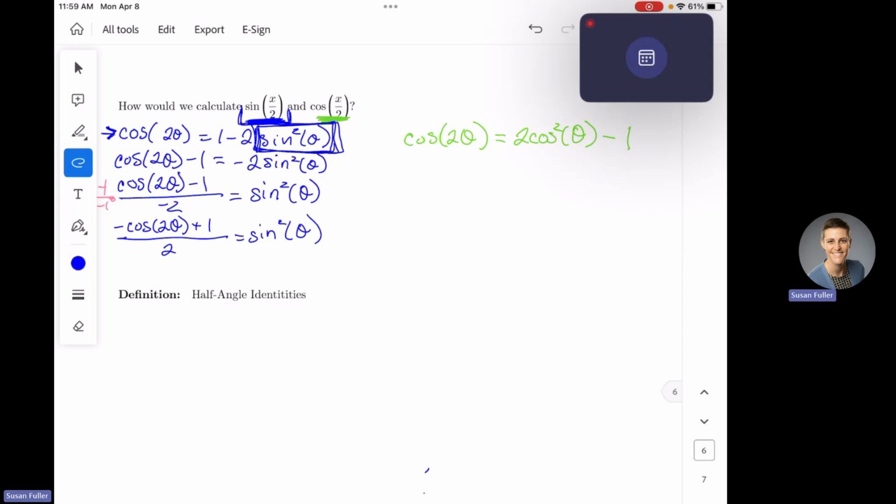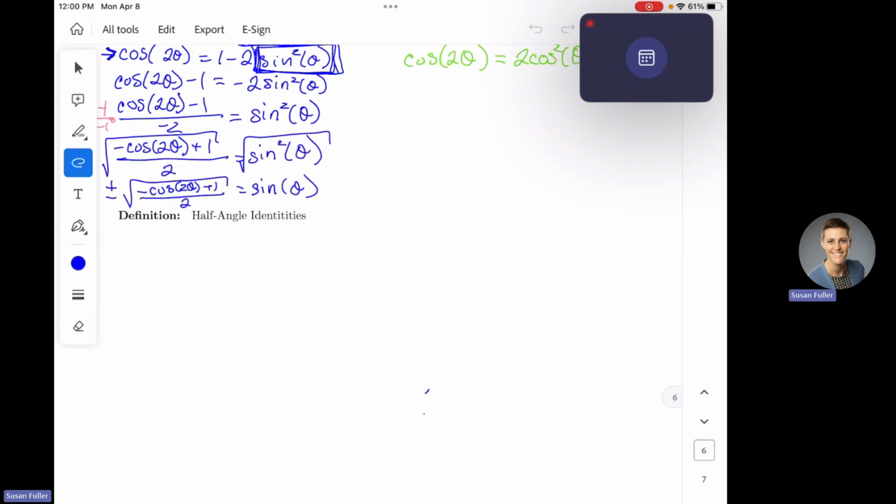And from here, to get sine of theta by itself, I am going to take the square root of both sides. And so we get that the sine of theta is plus or minus the square root of negative cosine of 2 theta plus 1 all over 2. To see how we get to our half angle identities here, I'm going to use that x equals 2 theta, which means that theta is x over 2. And I'm going to plug these in both here and here.